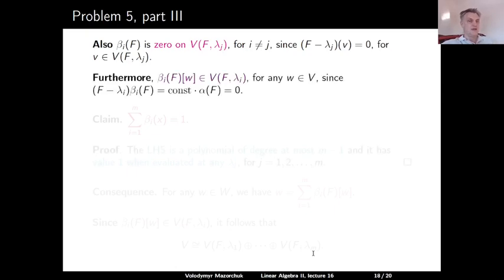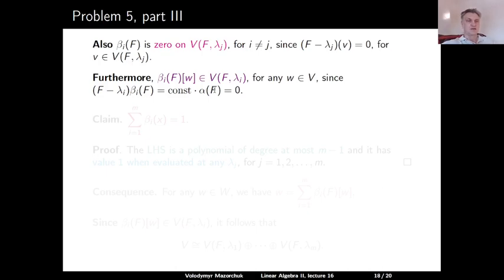Finally, beta I of f, when applied to any element in V, produces an eigenvector with eigenvalue lambda I. This is because if we take beta I of f and multiply with f minus lambda I, we get alpha of f up to some non-zero constant. And this is zero because alpha of f is zero. So beta I of f is a very special linear operator. It sends any vector to an eigenvector with eigenvalue lambda I. It acts as the identity on all eigenvectors with eigenvalue lambda I, and it acts as zero on all other eigenvectors.